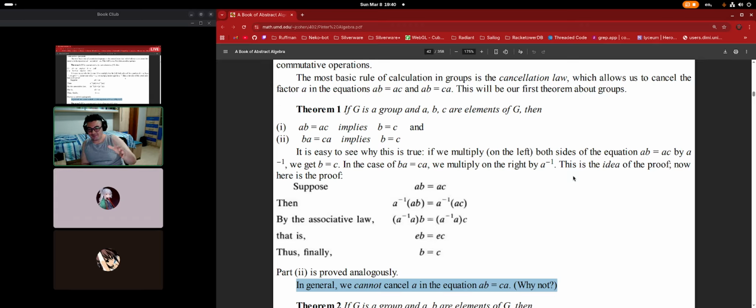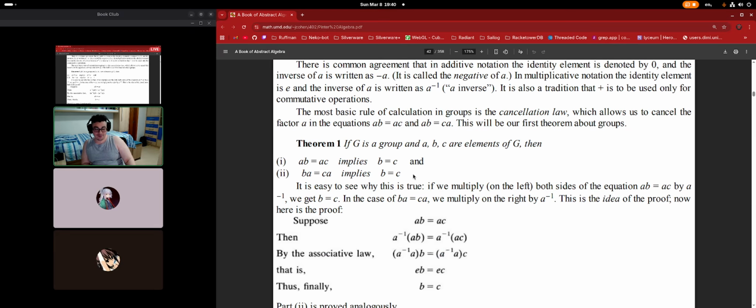Okay, we're going to explain why this is wrong because we all three understand, but we are recording this, so let's say why. The theorem goes as follows: ab equals ac implies b equals c, and ba equals ca, which is what was supposed to be written here, implies b equals c as well. And why is that?